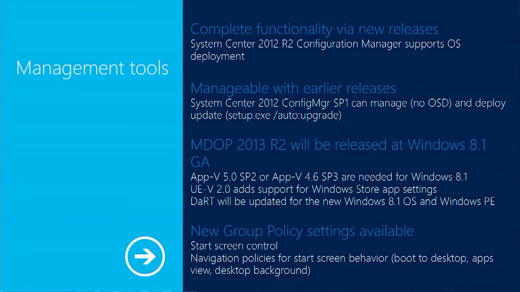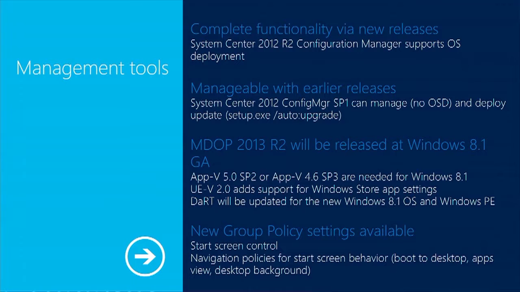There are also some changes around MDOP. If you're using MDOP today, there'll be updates to support 8.1. There'll be AppV 5.0 SP2 and 4.6 SP3, which add support for Windows 8.1 as a client. The new version, UEV 2.0, adds support for capturing the settings for Windows Store apps and moving those to the State Store shares. And there'll be a new version of DaRT released to support the new version of Windows PE in the new ADK and the new OS, so they all go together. You need a new version of DaRT to support the new PE and the new OS. All of those will be released at the Windows 8.1 GA timeframe, so probably somewhere in October.